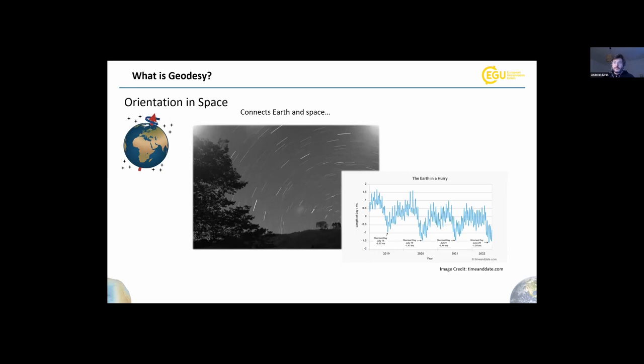The second subfield is Earth's orientation in space. And this essentially is the connection between Earth and space, so the connection between terrestrial applications and spaceborne applications. So if you, in your scientific studies, use, for example, the image of a remote sensing satellite, then you have to very accurately know where this satellite was at a given point in time in relation to the point on the Earth's surface that you want to investigate. And this is where the orientation in space and Earth rotation comes into play.